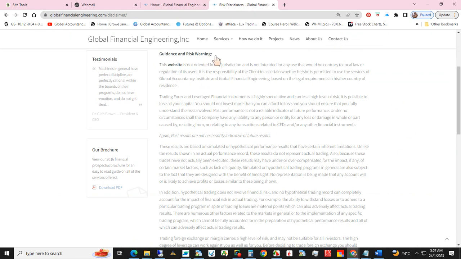Mark guidance and risk warning. Of importance, this lecture or tutorial is not oriented in any jurisdiction and is not intended for any use that would be contrary to local law or regulation of its users. It is the responsibility of the client to ascertain whether he or she is permitted to use the services of Global Accountancy Institute and Global Financial Engineering based on the legal requirements of his or her country of residence.